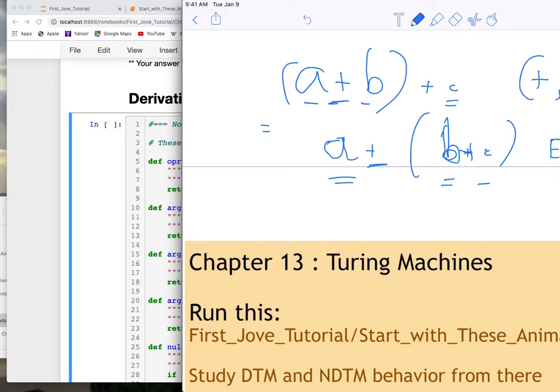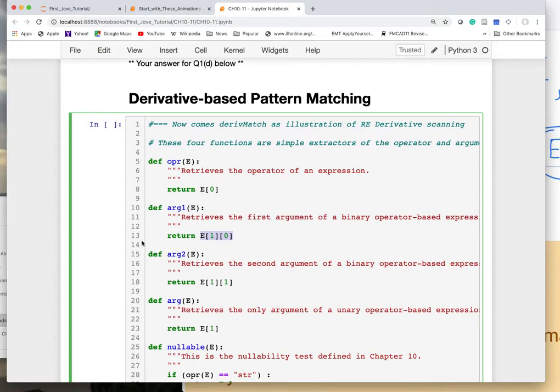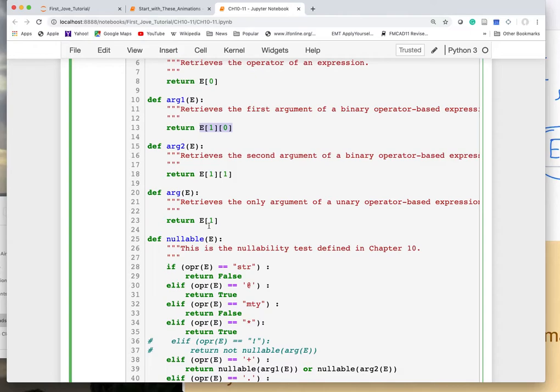So this is a tree form. Prefix form, when I write plus of AB, to get the operator, I can just write E's of 0, which is going to return the operator. If I want the first argument, I have to walk the tree and say, give me the E's of 1's of 0. Then if I want the second argument, it'll be E's of 1's of 1, which will be that. So these are the helpers you're writing. Operator, arg1, arg2. And then args is the entire set of args for the expression.